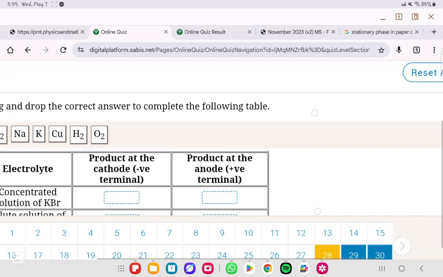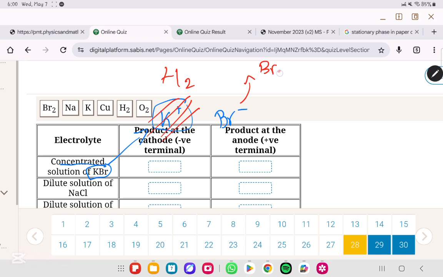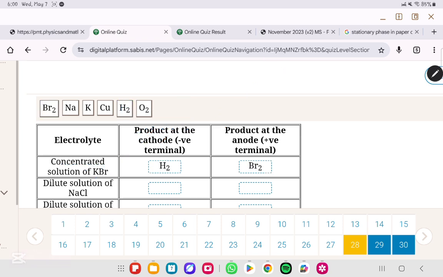Okay, here just pay attention to the keywords. If it's concentrated, you have to pay attention to both the anion and the cation, okay? So K plus, Br minus. K plus is a weak one, so it's going to get displaced by the hydrogen gas, and Br minus is strong, so it will just be released as Br2 gas. So H2 and Br2. Now dilute solution of NaCl, take them and separate Na plus, Cl minus. Na plus is weak, so it's displaced by H2. Cl minus, because it is dilute, is going to be weak, so it's going to be replaced by O2.